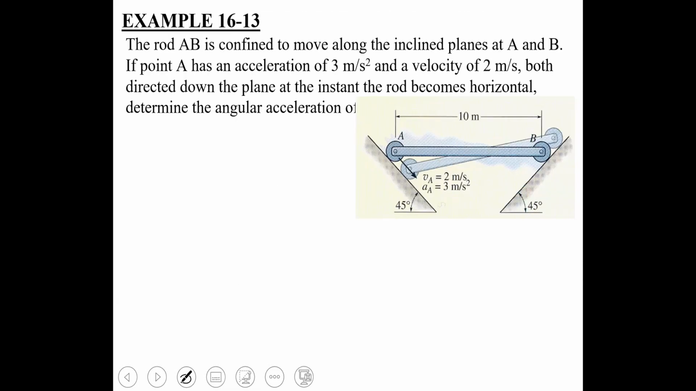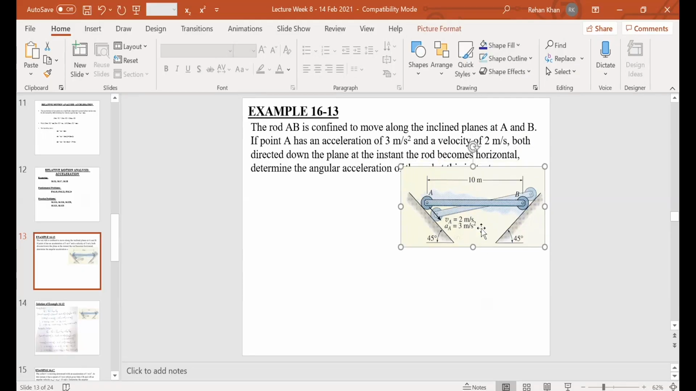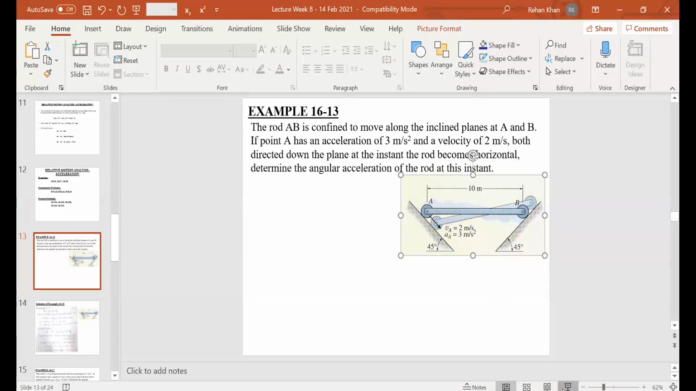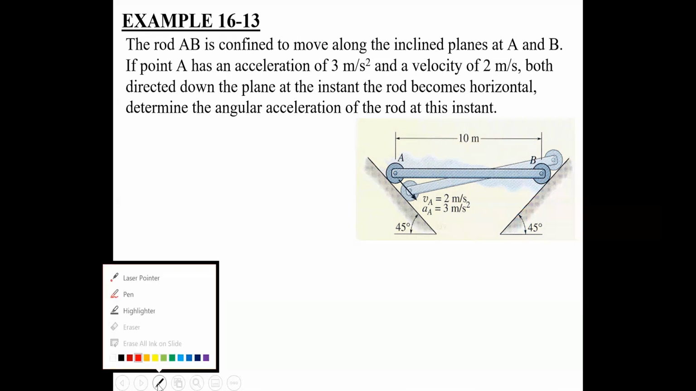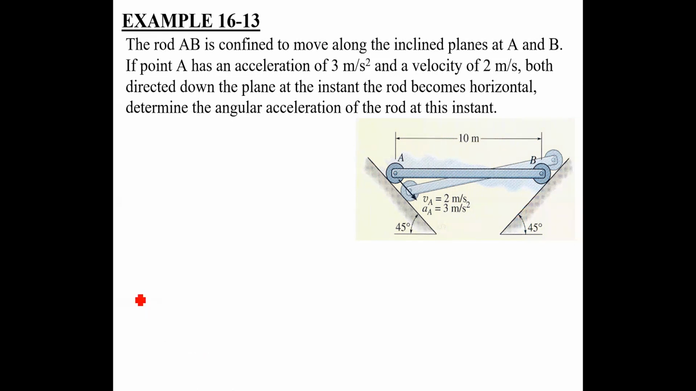Okay, starting with example 16-13. Can you see the figure of example 16-13? Yes, sir. A little wording was missed here, let me move it down. Okay, here you have 3 rigid bodies. One is a roller A, or rigid body A, the other is rigid body B, and both these rigid bodies A and B are constrained to move along the inclines as shown in the figure, moving on 45 degree inclines.